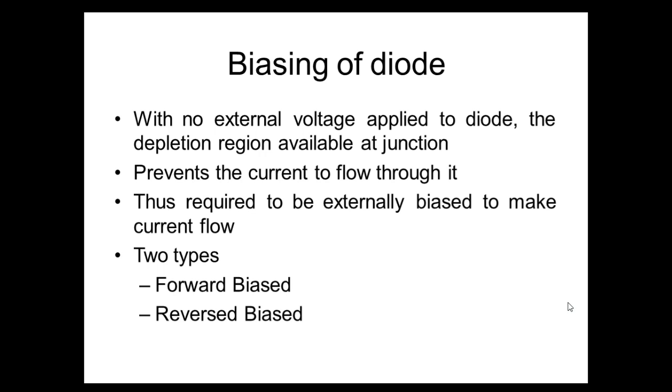Now if you want to produce some electric current, we need to apply biasing. As I already told, biasing is nothing but applying some external voltage to get the desired response. There are two types of biasing. One is forward bias, shortly called FB, and the other is reverse bias, shortly called RB. The first one we will discuss is forward bias.